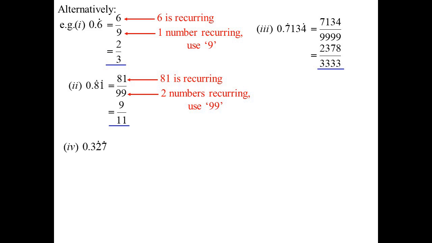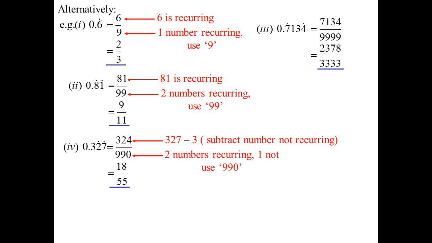Well, what about the one where they didn't all repeat? Here's how you get this one. On the top of the fraction was 324, you'll remember. Why is it 324? Because 324 is 327 minus 3. You subtract the number that's not recurring. So 327 minus 3. On the bottom of the fraction is 990. There are two numbers recurring, so I put down two 9's. But there's a third number. I put down a 0 for that, because if I didn't put the 0 there, well, it's not going to be true over 99. I need another number there to make it the fraction. We put 0 there, 18 on 55.